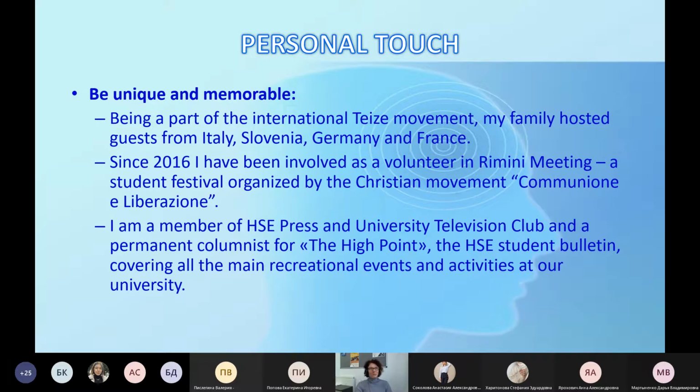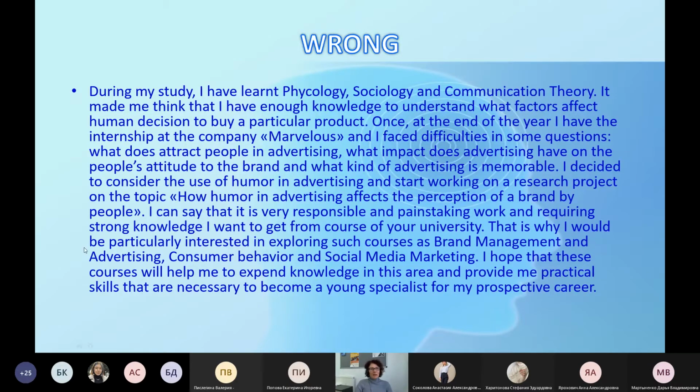So right now, I would like you to look at this passage and tell me what's wrong with it. Maybe it's not specific, maybe it's not logically organized, maybe there are some problems with clichés. So guys, can you read it and tell me what's not so good?